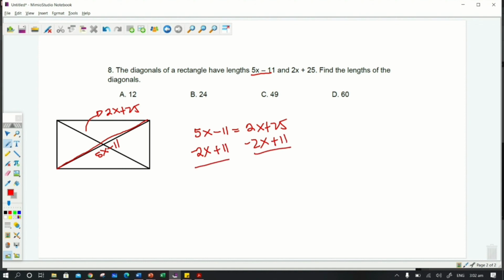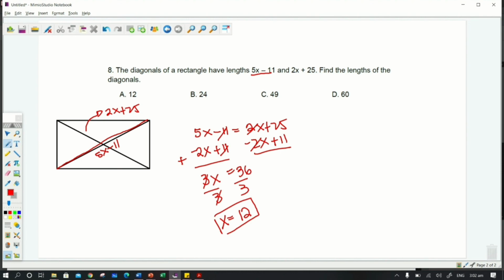Then, simplify natin. 5x plus negative 2x, the answer is 3x. Then, negative 11 plus 11, that is 0, is equal to 2x plus negative 2x, that is still 0. Then 25 plus 11, that is 36. Now, divide natin both sides of the equation by 3 para makuha natin ang value ng x. So 36 divided by 3, that is 12.